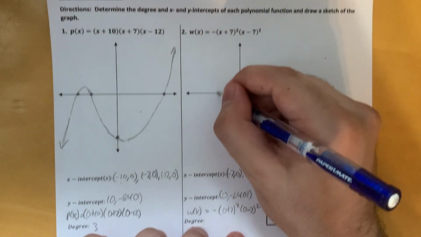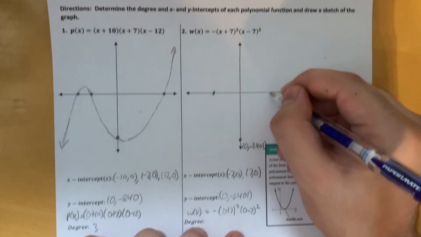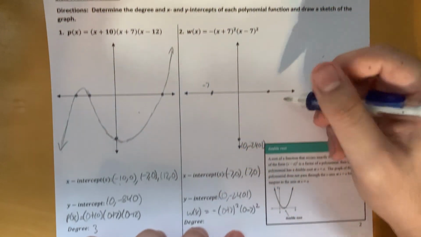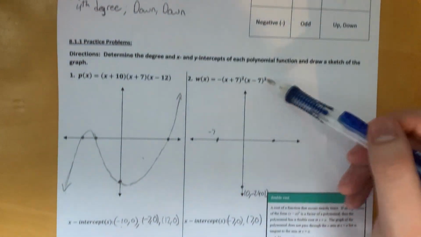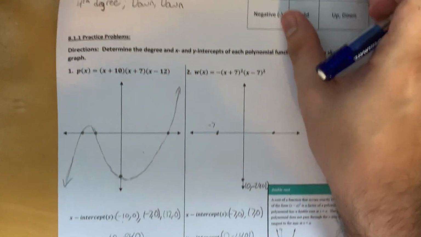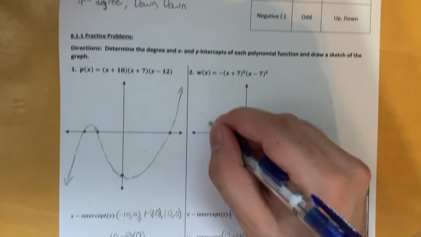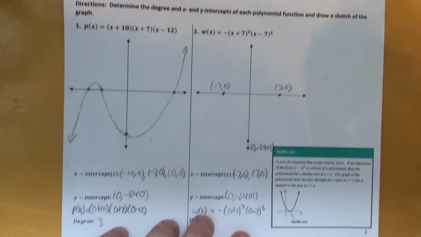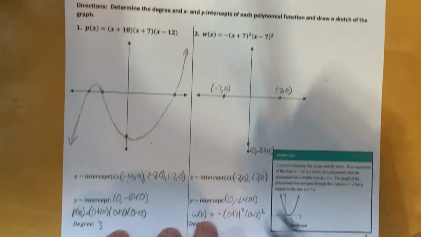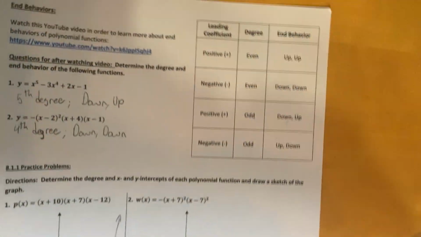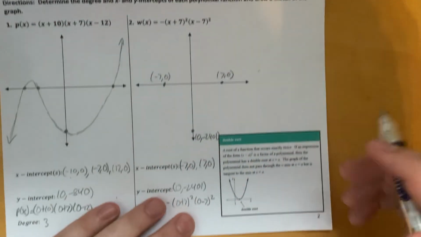And then over here, let's just say it's right about here. 7, negative 7's right there. So since I can't cross over the x-axis for both of them because they're squared, I know they're going to stay below the x-axis. So negative 7, 0, 7, 0. So now we got to know, what's the leading coefficient? Negative. Is it even or odd? It's even, so it's going to be down, down. So it's going to start going down and it's going to end going down.